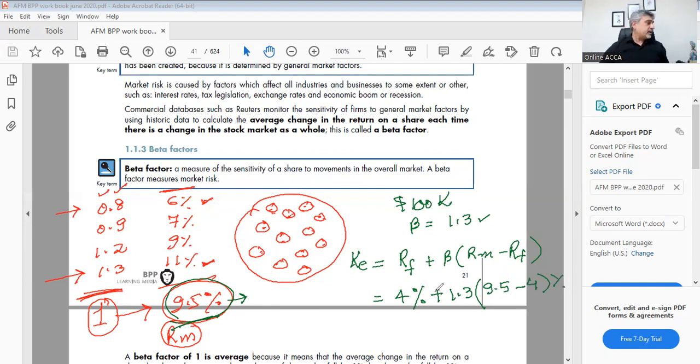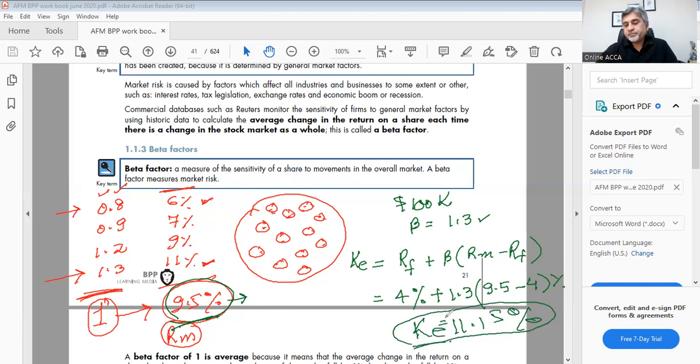So how do I now calculate that? If I have my calculator somewhere on my table, I don't, so I'll use my phone, or if somebody could help me. So what I tell them is, guys, listen, 9.5 minus 4 is 5.5, times 1.3, plus 4. You have to give me 11.15%. So if you give me 11.15%, this is what I expect. And this is the cost of equity in this case.